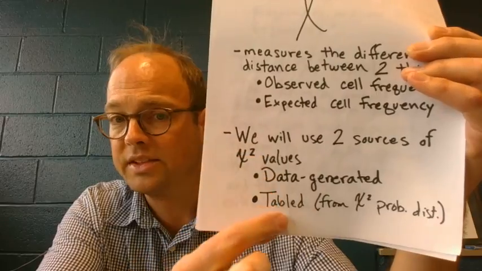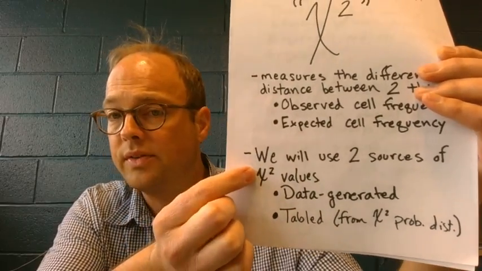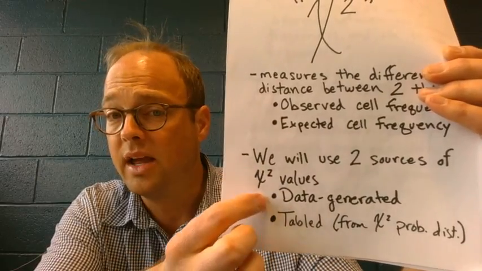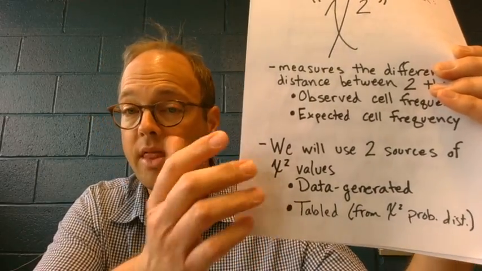So this right here, we're going to deal with two different types of chi-square values, or two sources of chi-square values: data generated and tabled. That's the same thing that we've been dealing with for every other statistical test that we've conducted so far.